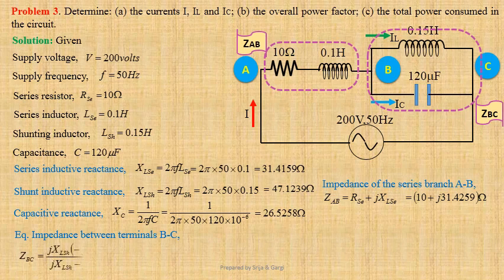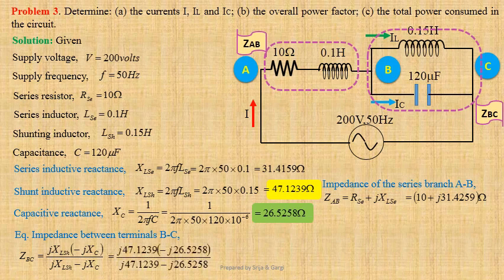Now we shall determine equivalent impedance between terminals B and C. ZBC equals jXLSH into minus jXC divided by jXLSH minus jXC. Using values, we get j47.1239 into minus j26.5258 divided by j47.1239 minus j26.5258. That gives us minus j60.6853 ohm.